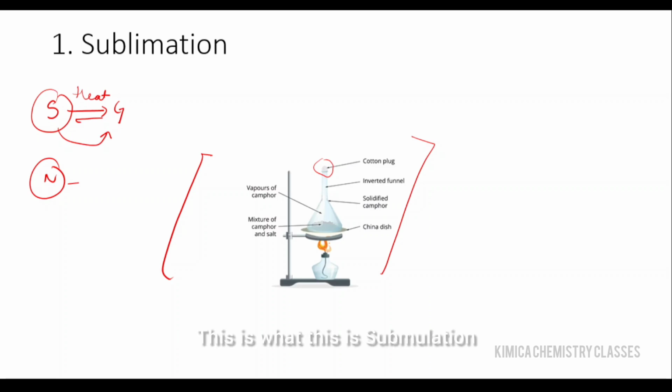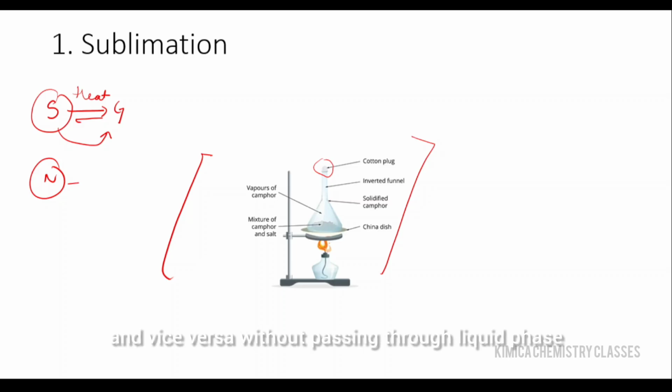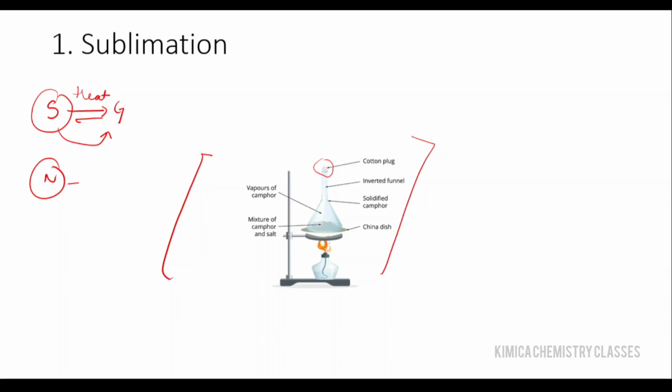In short, sublimation is a purification technique based on the principle that certain solid substances can transition directly from solid into gaseous state and vice versa without passing through the liquid phase, and this occurs with the help of heat. We have discussed two examples, that of camphor and naphthalene balls.